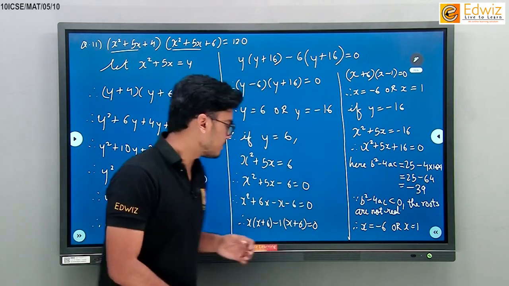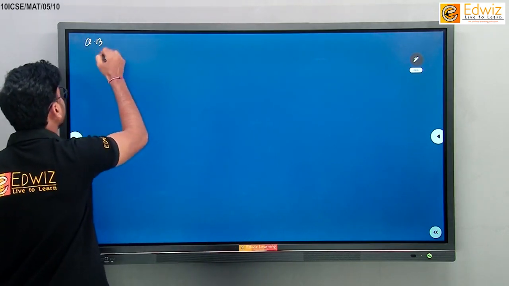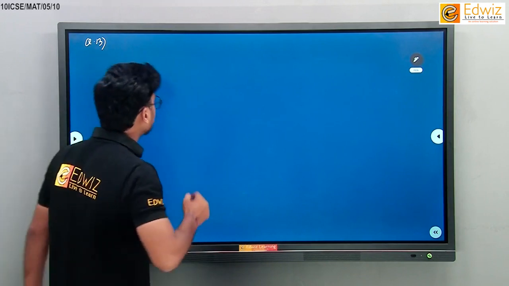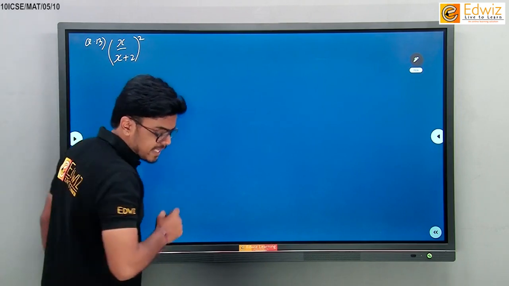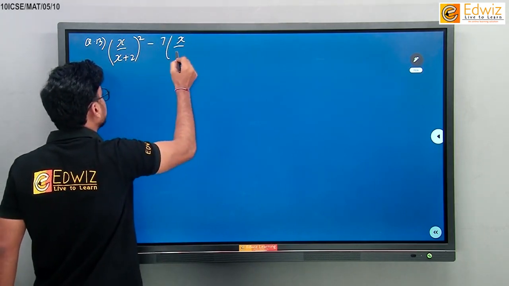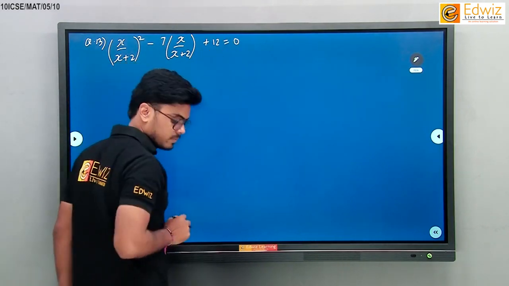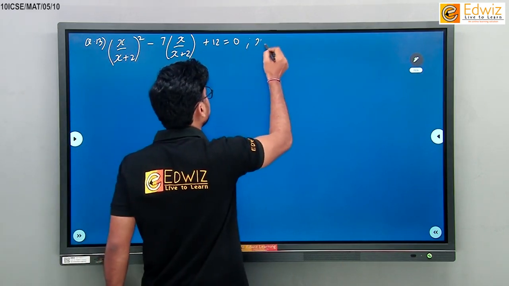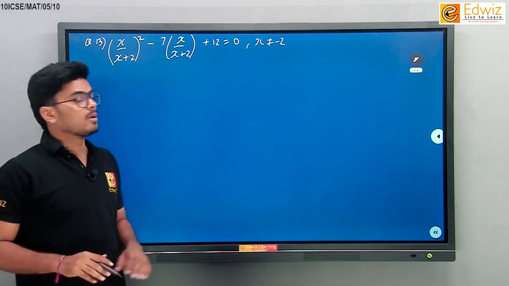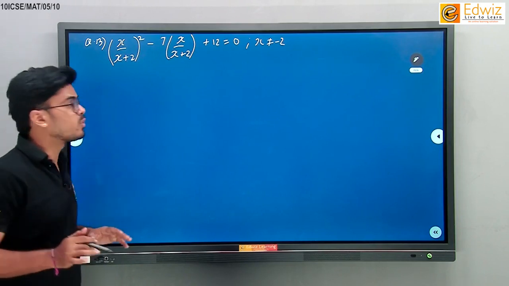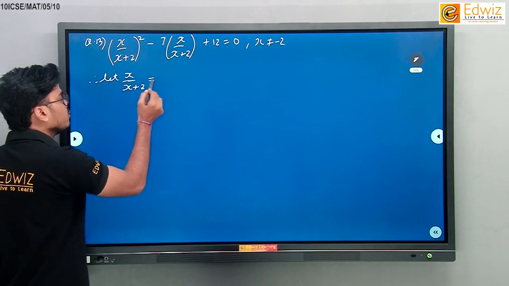Let's solve question number 13. x upon x plus 2 the whole square minus 7 into x upon x plus 2 plus 12 equal to 0, where x is not equal to minus 2, because if it is equal to minus 2, the denominator will become 0. Now you can see both the brackets are same. All you have to do is assume it to be some other variable. Let x upon x plus 2 be equal to y.